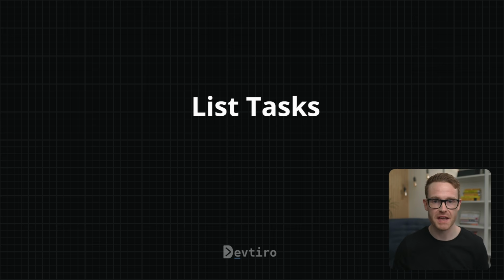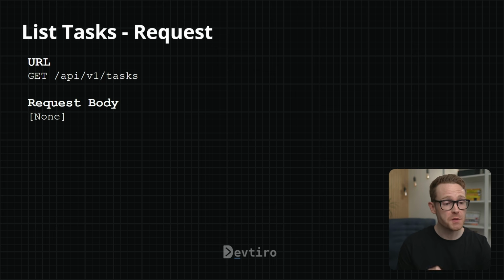Next, we have list tasks, because we'll need some way of listing out all of the tasks on the user interface. So this endpoint is going to use HTTP GET as we are reading information, and the URL is going to be API v1 tasks. No need to specify an ID here. We want the whole collection. We want all of the tasks. And because we're using HTTP GET, we don't need to provide anything in the request body.